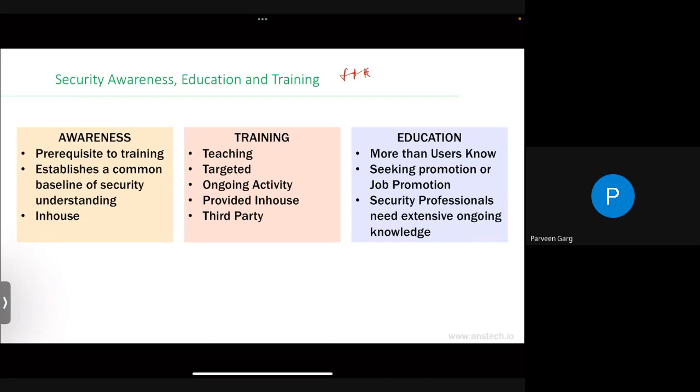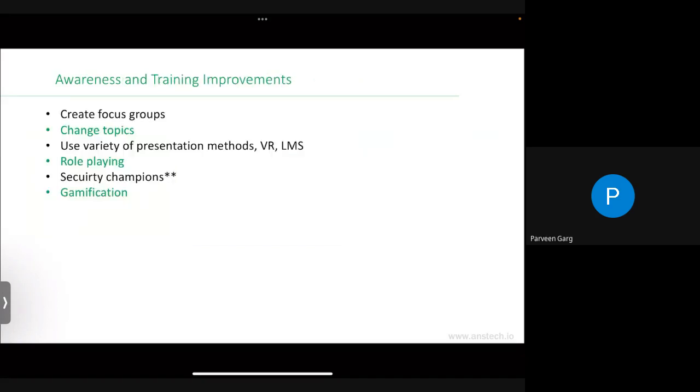Or there might be a specific course that the company feels is important, and it imparts that. So remember these three. These three are important. Okay. And once you have provided awareness, training, or education, you have to constantly evaluate it, whether employees are aware, whether employees are trained, whether somebody needs to be educated. Okay. You need to constantly evolve this. Important.